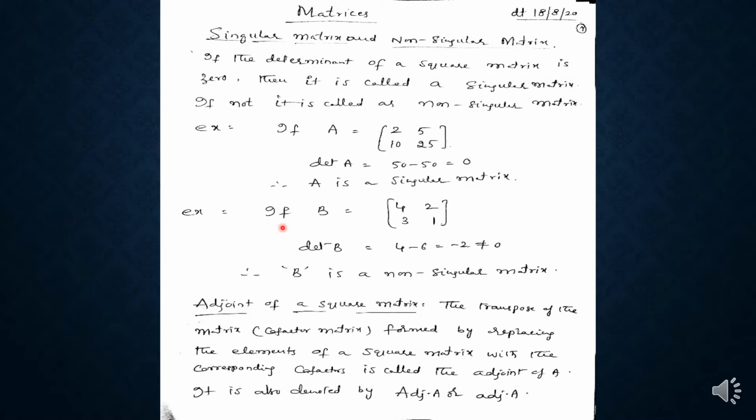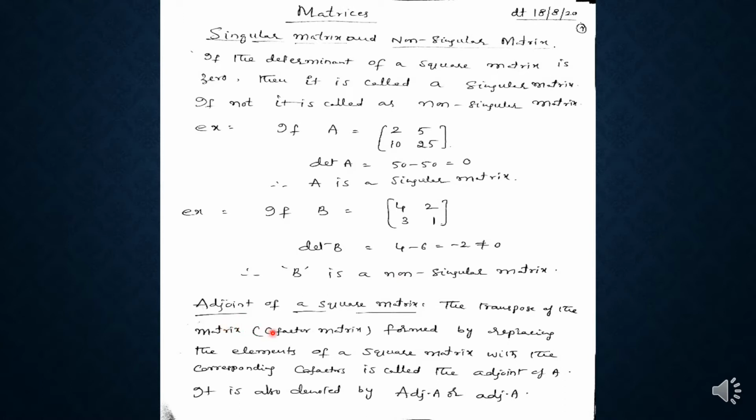Take one more example. If B is equal to [4, 2; 3, 1]. Now find the determinant of B, that is det B is equal to 4 into 1, 4, minus 3 into 2, 6. 4 minus 6 is equal to minus 2, which is not equal to 0. So the matrix B is a non-singular matrix.